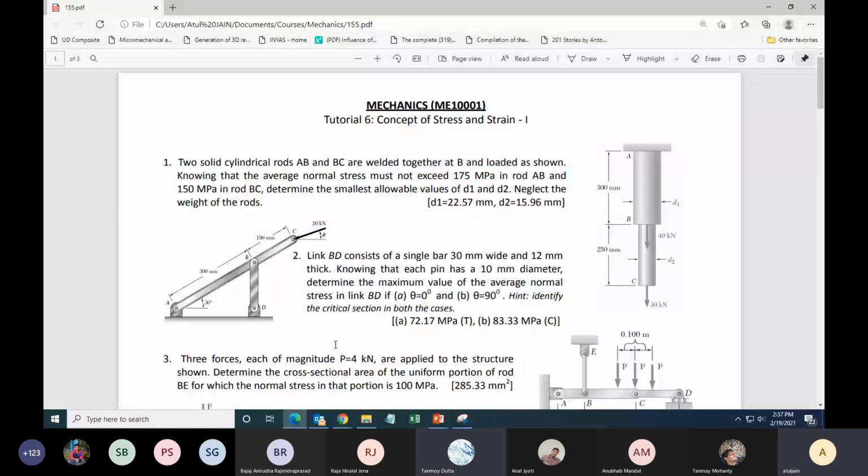What is the value of FBD? When theta is 90 degree, what is the value of FBD? Sir, FBD is 10 root 3 kilonewton. No, it will be 30 kilonewton in case of A. 30, sir. Yes, 30 kilonewton. Oh, then I missed a root 3.